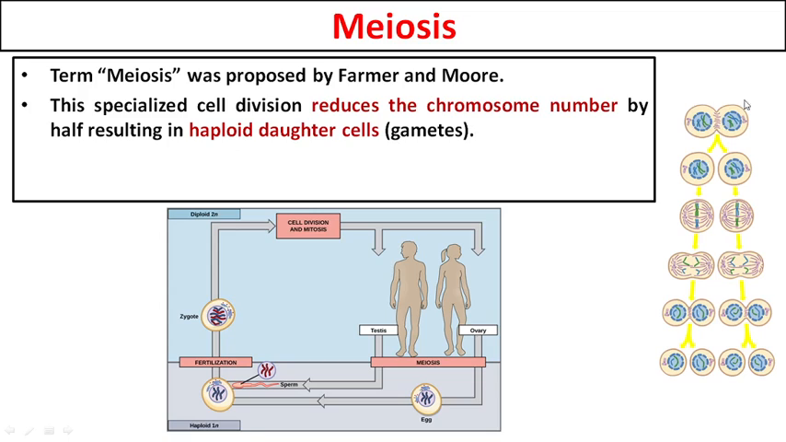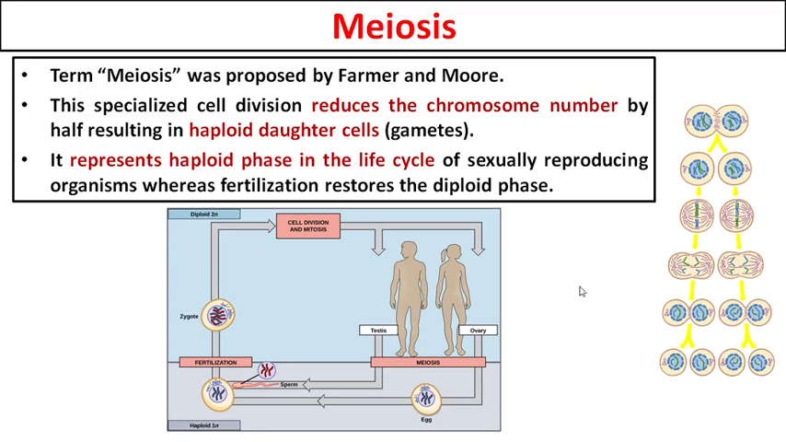So here you have that one cell will divide into two. Those two cells will divide and give you four cells. So in the end, you are getting four different cells. It represents the haploid phase in the life cycle.